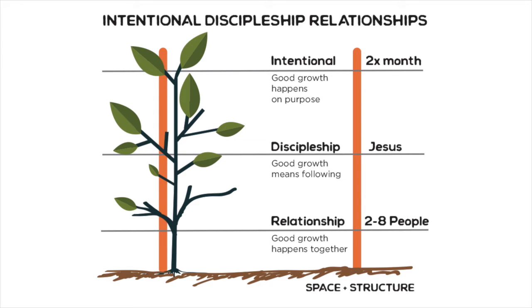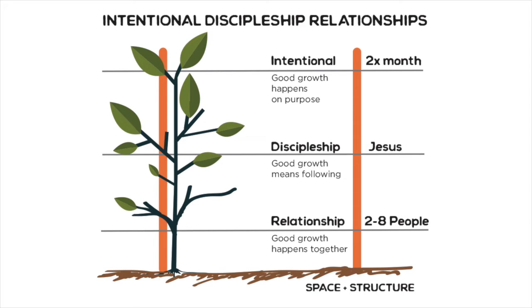So the intentional part: good growth happens on purpose. No one accidentally becomes more like Christ, just like you don't accidentally save a lot of money for retirement. It becomes part of a strategy. It's a part of a plan that you need to have on purpose.